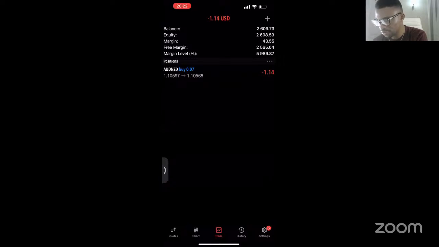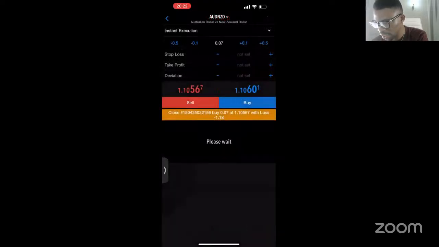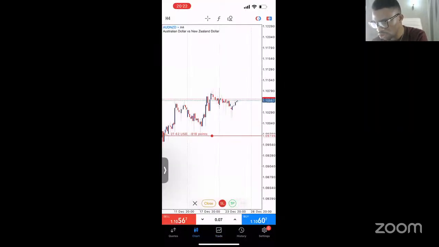Buy 0.7. 0.7 gives us a stop loss of 27. It's still not okay. We need more than that. We can do 0.8.